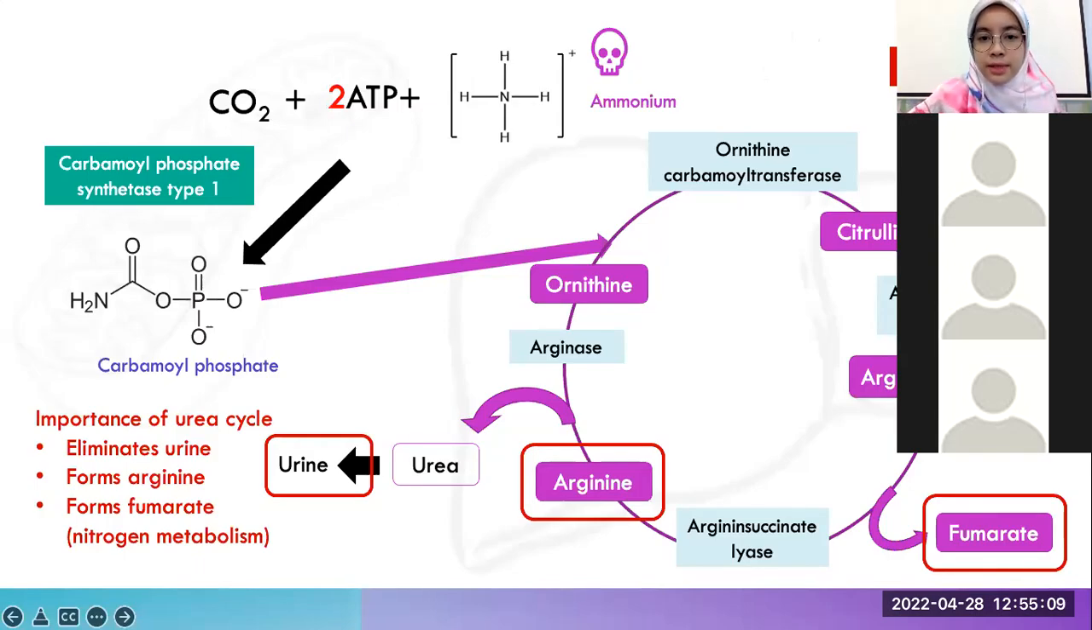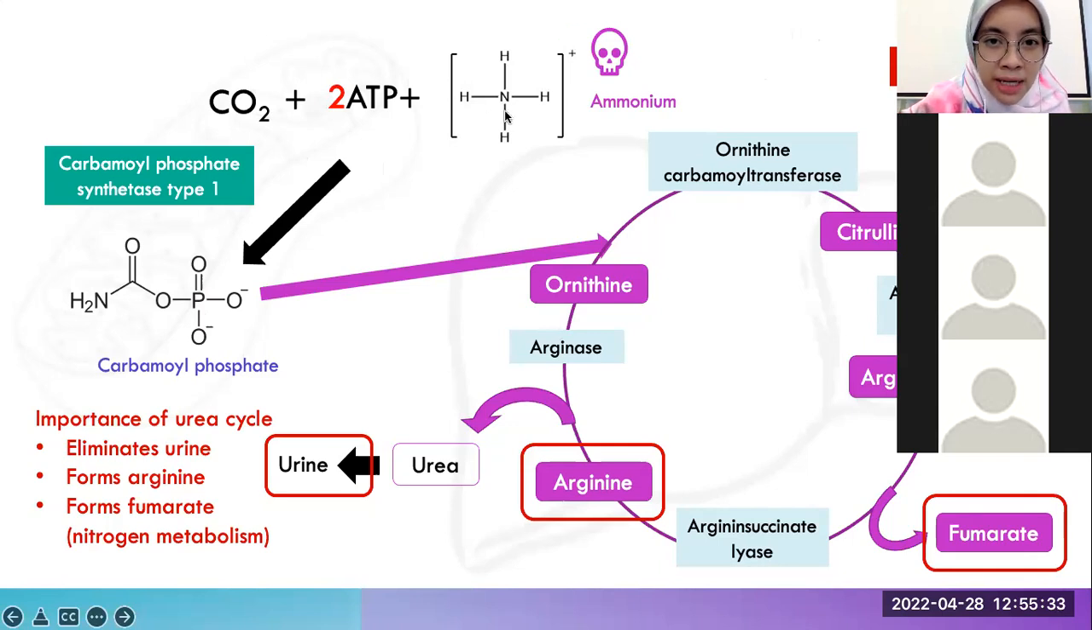Okay, let's continue. Okay, let me repeat this back. So this ammonium ion is coming from the cell in the cytoplasm inside the liver cell. So it will be transported into the mitochondria inside the liver cell. So what will happen in the mitochondria?